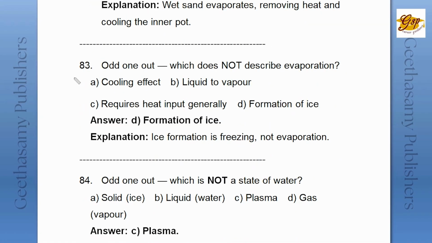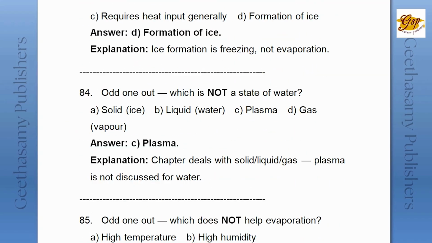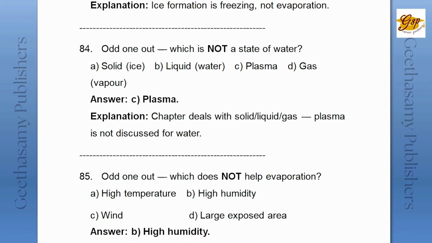Okay. And 83rd question, odd one out. Which does not describe evaporation? Cooling effect, liquid to vapor, requires heat input, formation of ice. So the correct answer is formation of ice. Ice formation is freezing, not evaporation. And the odd one out: which is not a state of water? Solid, liquid, plasma and gas. Of course, plasma is the odd one out.